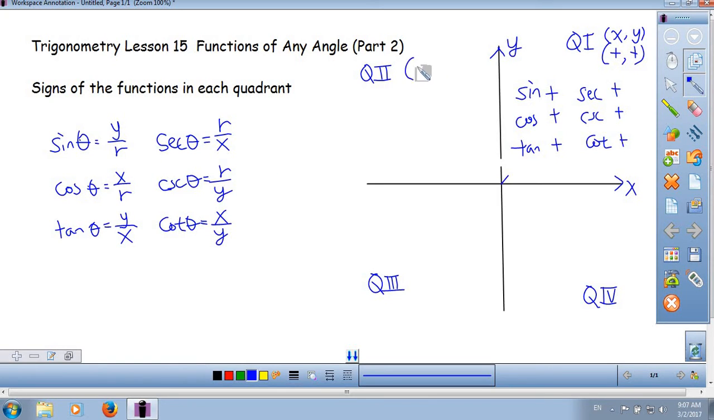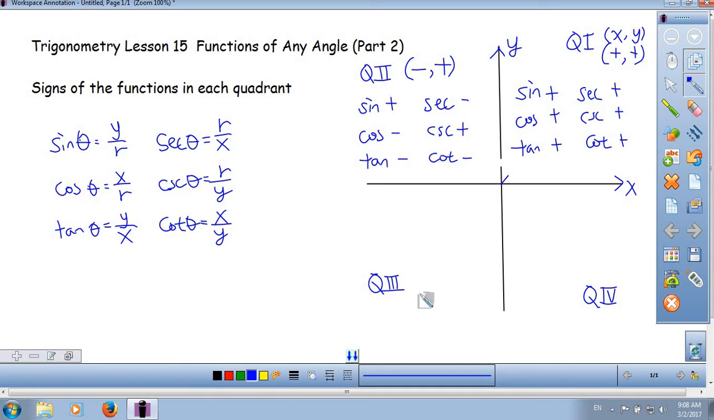Now in quadrant 2, the point's x coordinate will become negative because it is in the negative part of the x-axis. However, y remains positive. So that means sine is still positive because y over r is positive, but cosine is negative. Tangent will also become negative because x is negative, so positive divided by negative is negative. Secant will be negative, cosecant is positive, and cotangent is negative. So as you can see, only sine and cosecant are positive in quadrant 2.